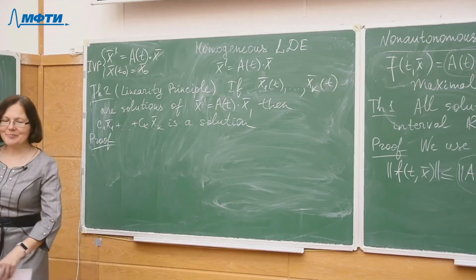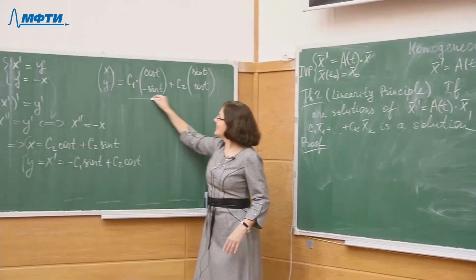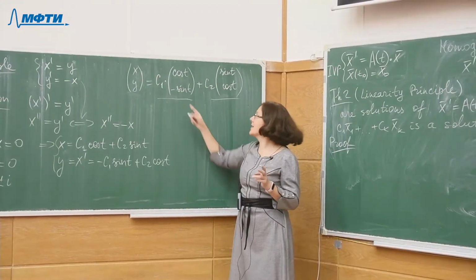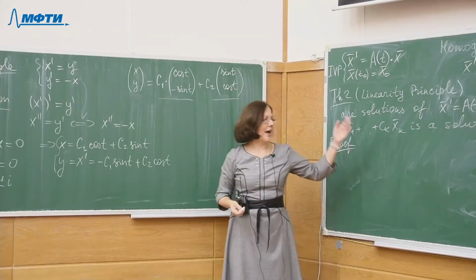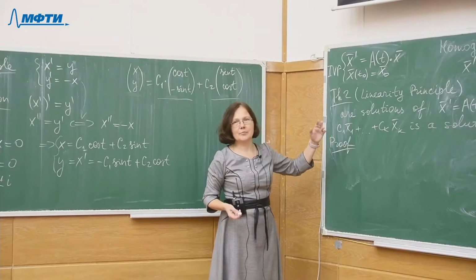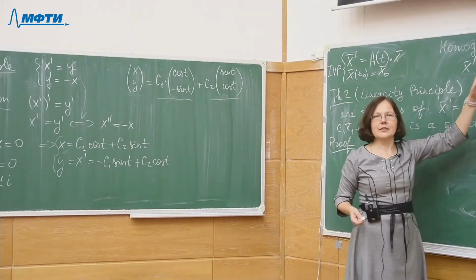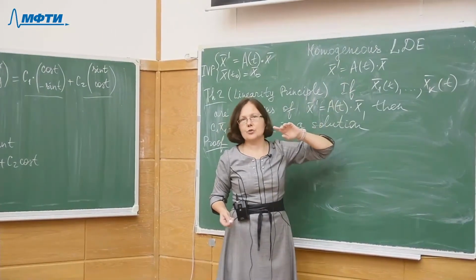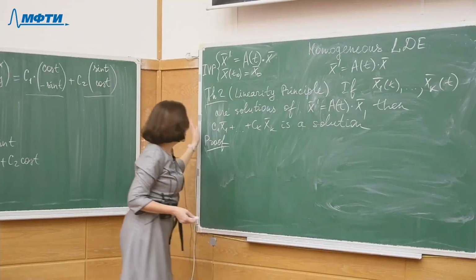Okay, the linear combination. Look at this example. Look at this linear combination, right? We can see that these are two particular solutions, and this is their linear combination, and their linear combination is also a solution. This theorem is a general theorem, and it states this fact in the most general case, for any matrix A, maybe depending on t. The only requirement is that this matrix should vary continuously with t. So we will prove it.